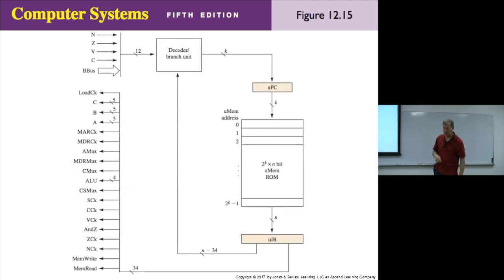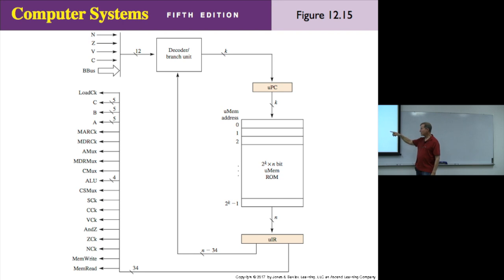And here in figure 12.15 is a high-level schematic diagram of how the micro von Neumann cycle is implemented. So first of all, if we take a look at that row of arrows on the left that are pointing towards the left, do you recognize each one of those?